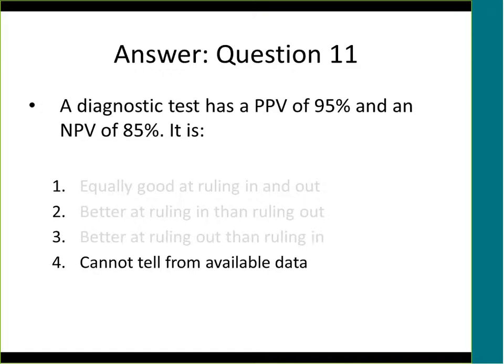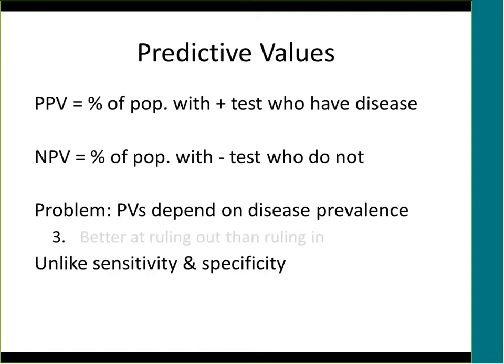So the answer to this particular question is that you can tell from the available data. The reason for this is you have to remember that positive and negative predictive values depend on disease prevalence. The positive predictive value is the proportion with a positive test who have the disease. The negative predictive value is the proportion of the population with a negative test who do not have the disease. But as I said, this will depend on disease prevalence, unlike sensitivity and specificity. So you do have to correct your positive and negative predictive values depending on what the prevalence of disease is.